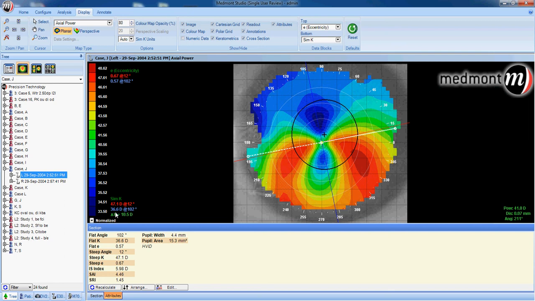We see a very flat K and a steep K. Having the flat K axis against the rule, axis 102, may be a good indication with the high corneal astigmatism and the asymmetrical appearance of the image that this is a pellucid marginal degeneration patient.